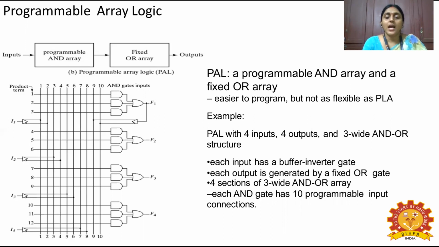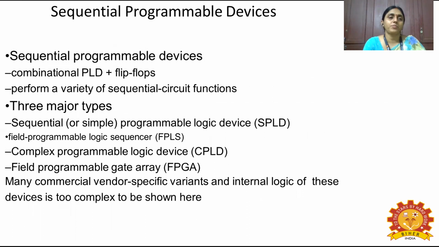Each input has a buffer inverter gate, and each output is generated by a fixed OR gate. There are 4 sections of 3 wide AND-OR array. Each AND gate has 10 programmable input connections.